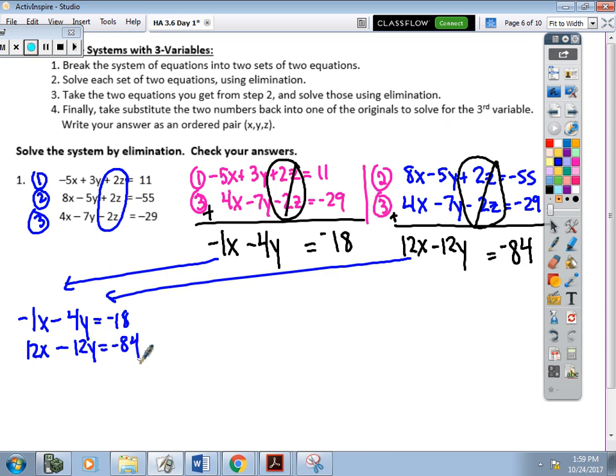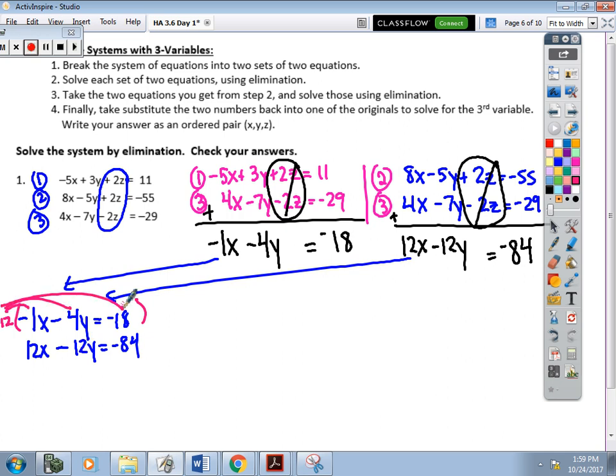So I'm just going to stack them on top of each other. Now, unfortunately, we don't have matching coefficients, right? So we need to multiply one of the equations by a number to get it to match. I think I would just multiply this by a 12, but you could also multiply this by a 3. A negative 3 probably would be best. It doesn't matter which one you do.